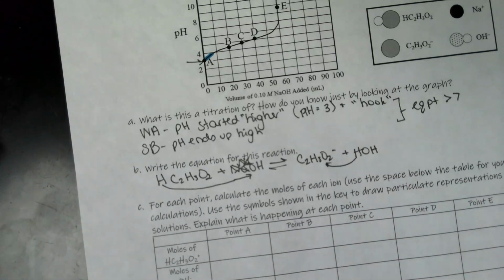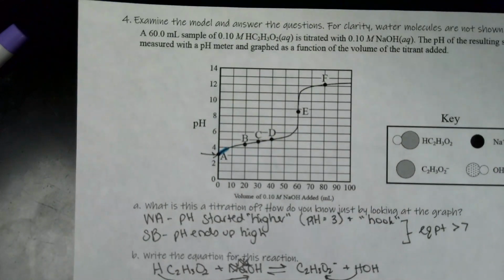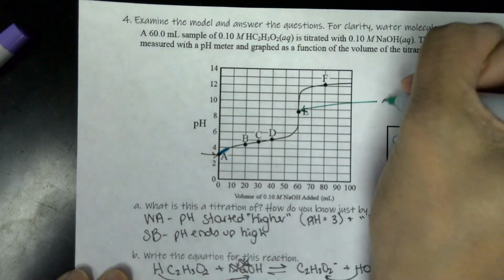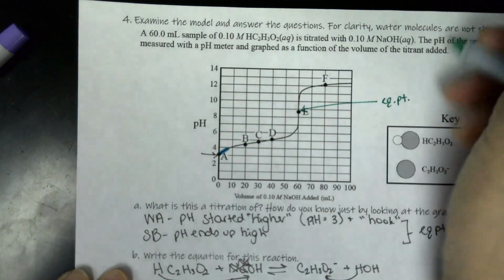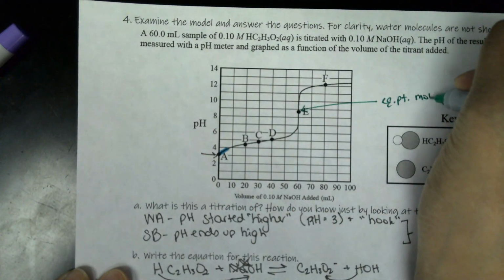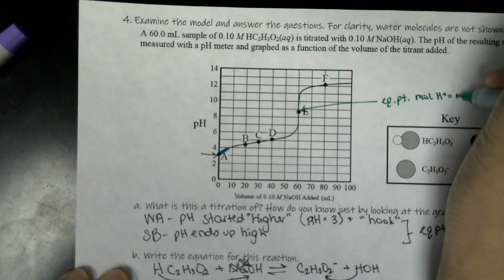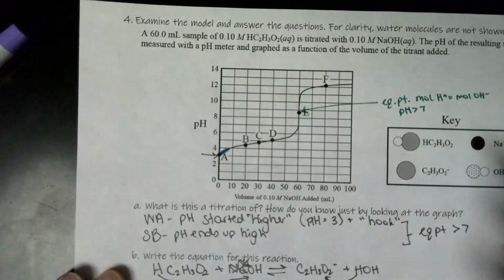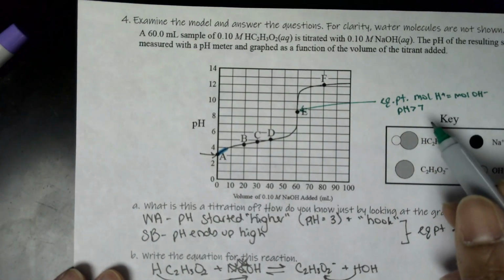So some things to look for in the graph. One, we know the equivalence point. This is when the moles of H plus are equal to the moles of OH minus. This one happens to be at a pH greater than 7 because it's a weak acid. You're not going to completely disassociate.